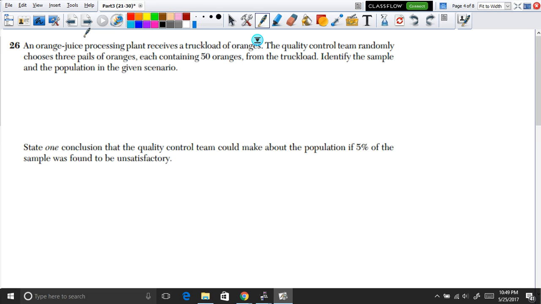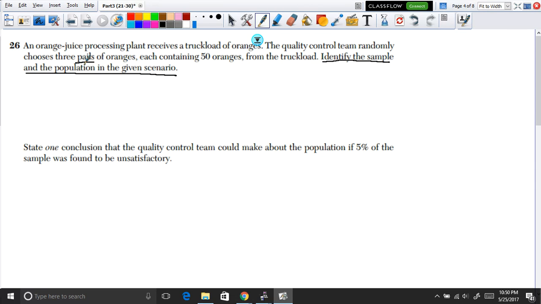All right, question 26 now. So in question 26, we have the following. It says an orange juice processing plant receives a truckload of oranges. The quality control team randomly chooses 3 piles of oranges. So here's the question. We need to identify the sample and the population in the given scenario, where you have a truckload of oranges, and out of that truckload of oranges, you're going to be choosing piles.